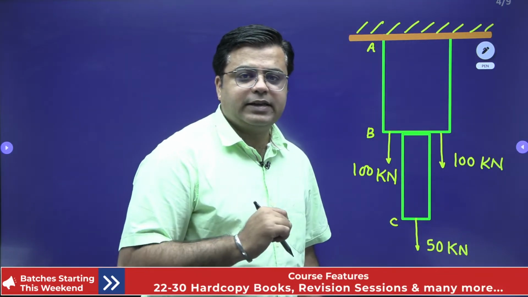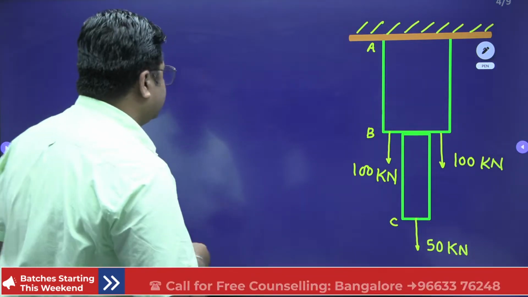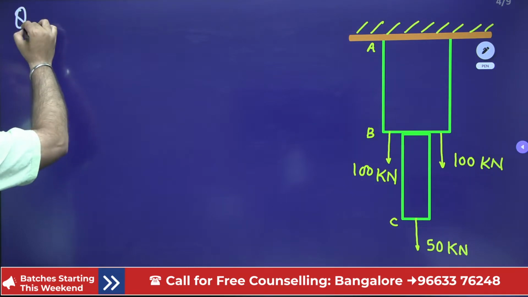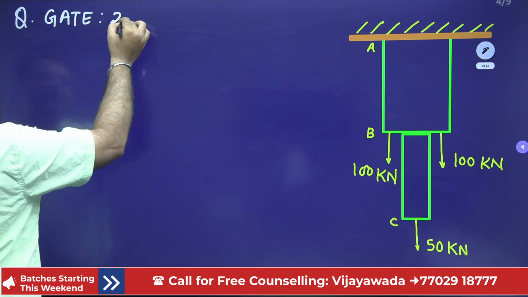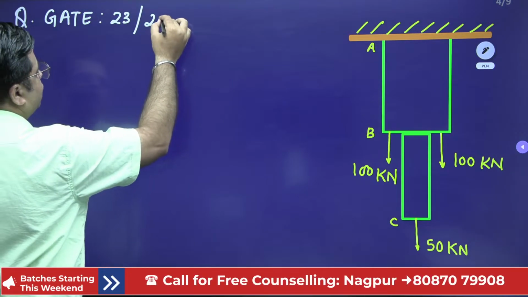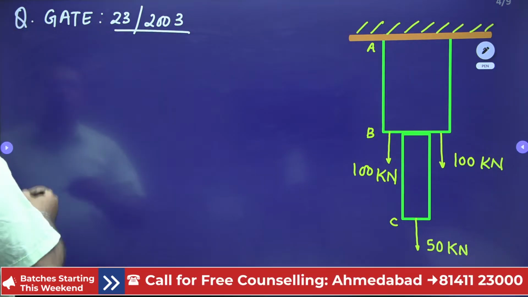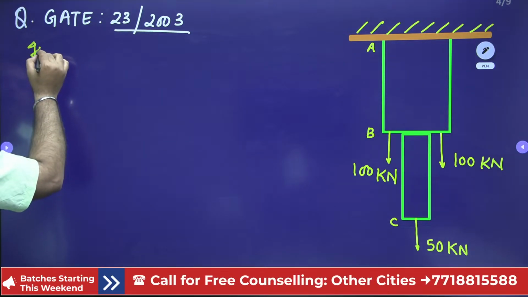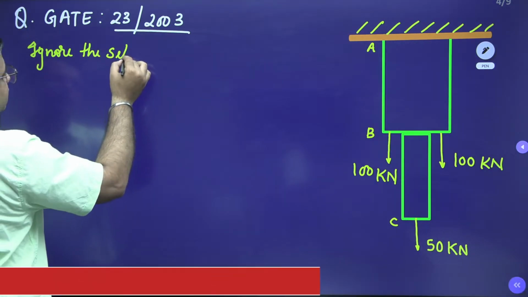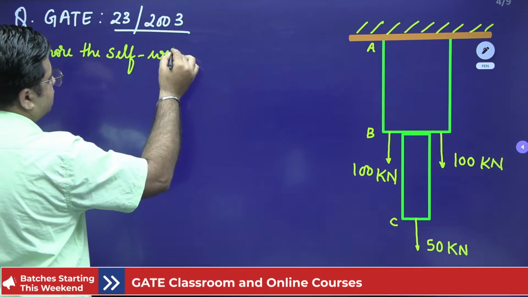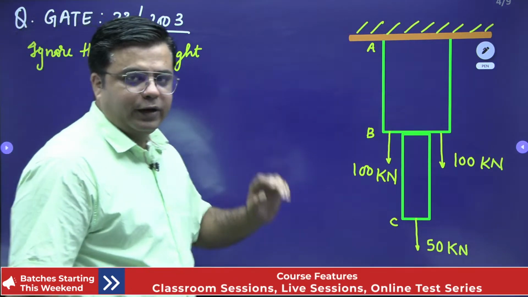This year in the GATE examination, that is for GATE 23, this was the question. What is given in the question? I'll write this. This is GATE 23 and also GATE 2003. This question came twice and it's a simple question. First of all, ignore the self weight of the member.